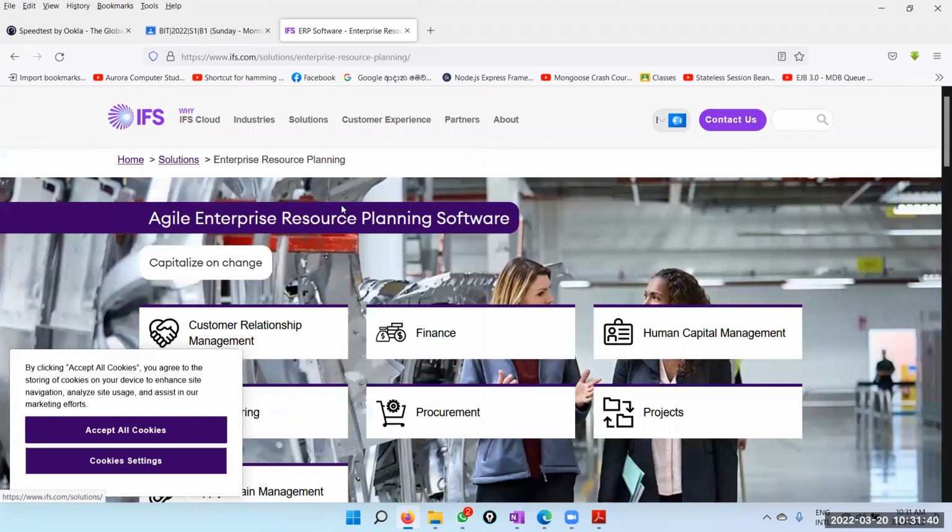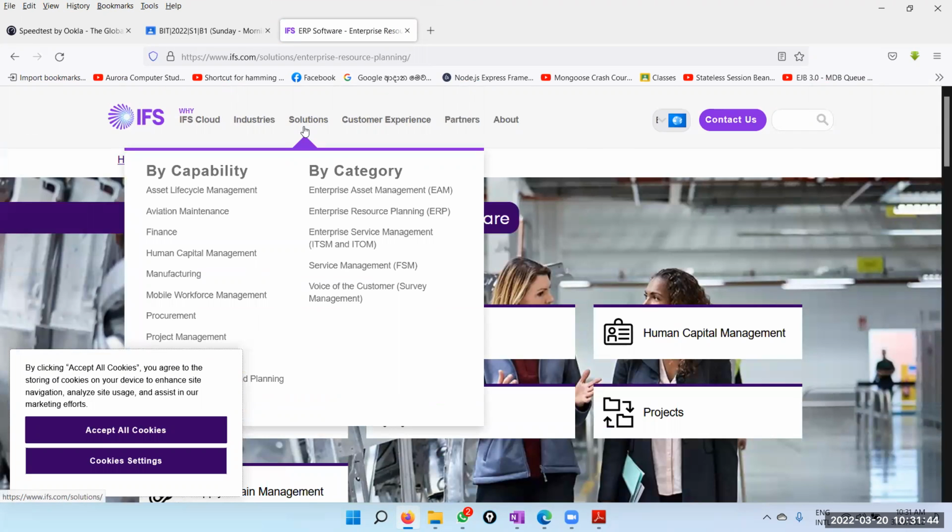Finance, procurement, project management, service management, right?